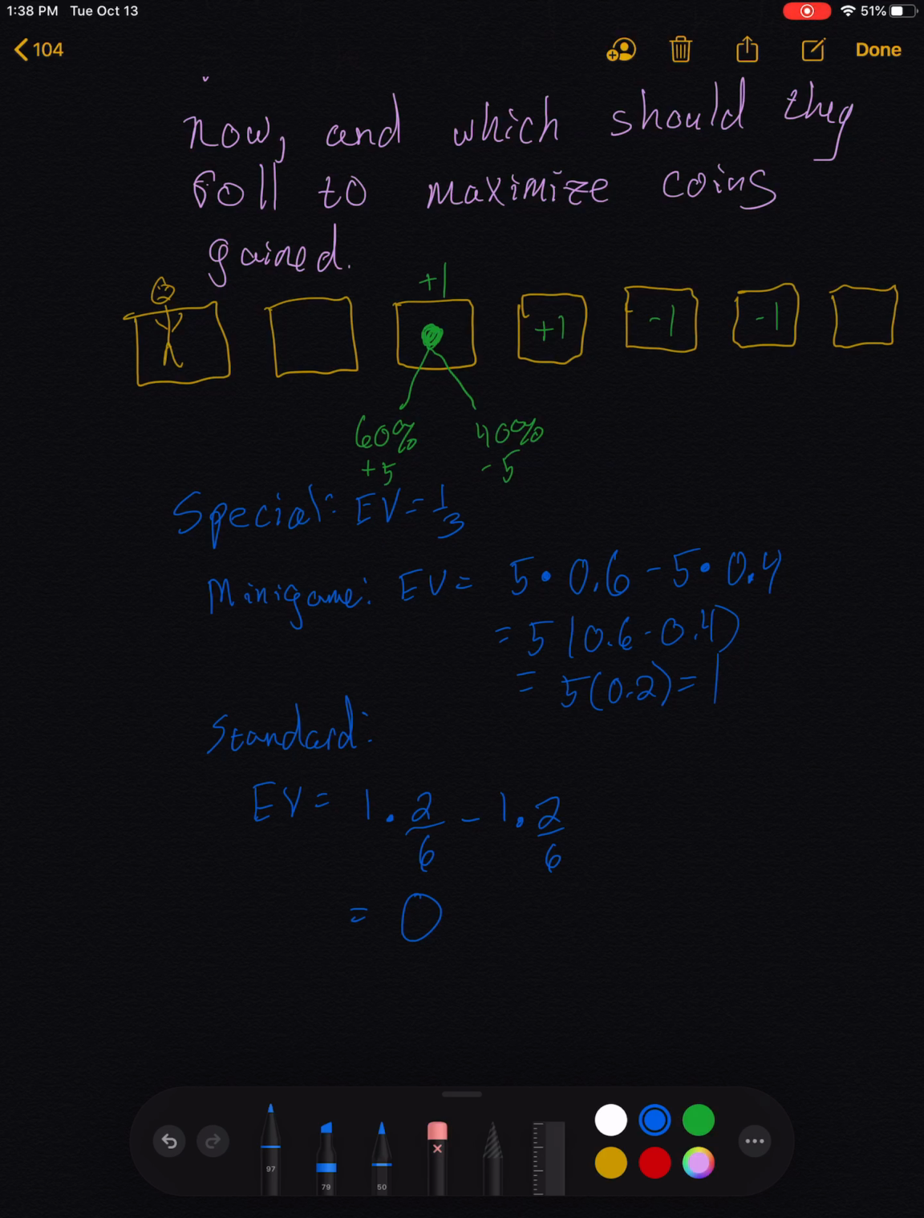So before, remember, without the square, the expected value of the standard die was actually negative. It was negative 1/3 of a coin. This is now a little bit better for the standard die. An expected value of 0 is going to be better than a negative expected value. But this is still less than the special die's expected value of 1/3 of a coin, so we should still be going with the special die in this situation as well.